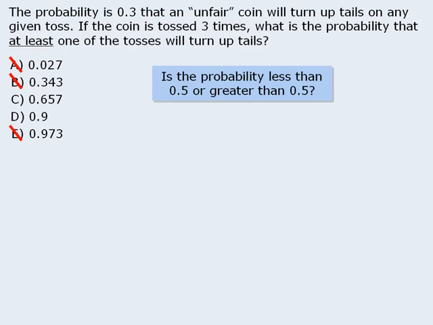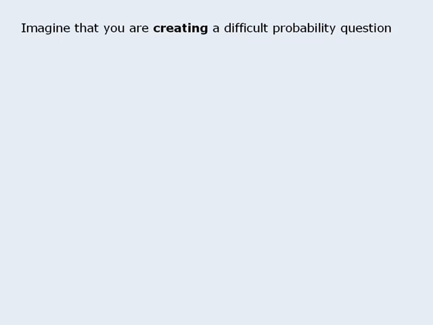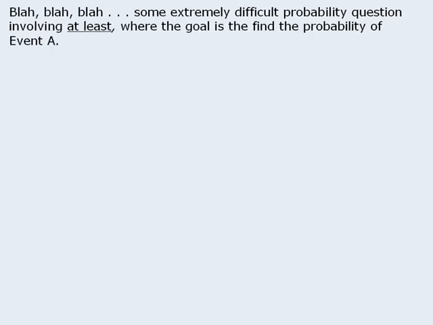Now, what other strategies might we use here? Well, another strategy involves identifying questions that might be solved using the complement. To examine this, I want you to imagine that you work for a testing company and you are creating a very difficult probability question to ask students. Let's say that you just finished creating this fictitious question where the goal is to find the probability that event A occurs. Now what do you do?